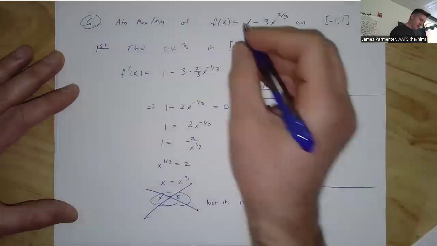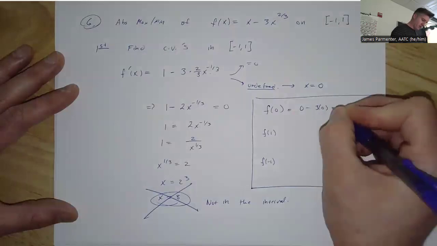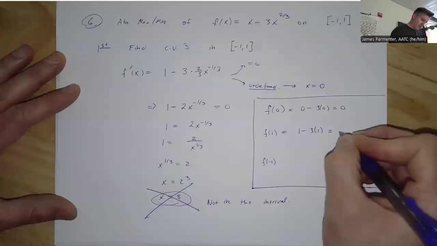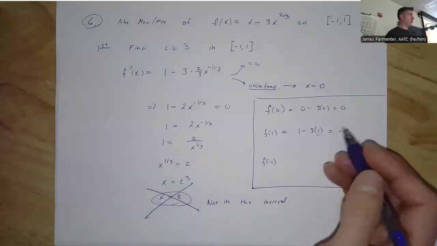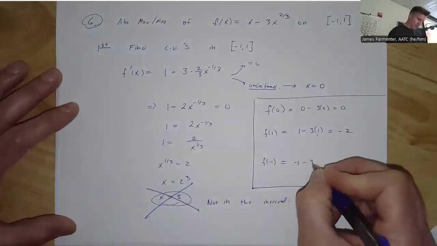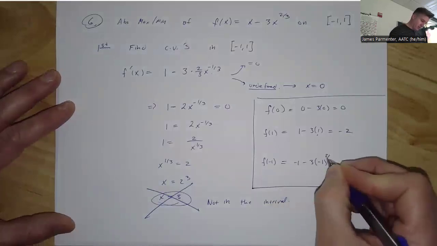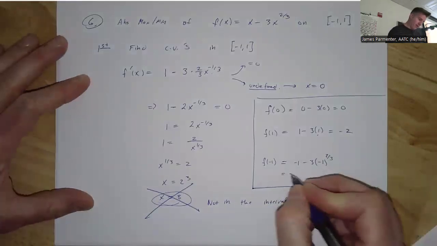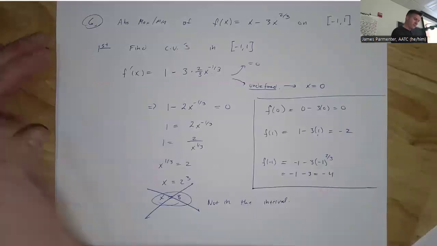Cool. So plugging in 0, we get 0 minus 3 times 0, which is 0. Plugging in 1, we get 1 minus 3 times 1, which is negative 2. Reminder, 1 to any power is 1. But this negative 1 here, we have to be a little bit more careful. Plugging in negative 1, we get negative 1 minus 3 times negative 1 to the 2/3 power. Okay, negative 1 to the 2/3 power is positive 1. You can either do the squaring first and get 1, and then the cube root of 1 is 1, or the cube root of negative 1 is negative 1, but the negative 1 squared is still positive 1. So we get negative 1 minus 3, which is negative 4.